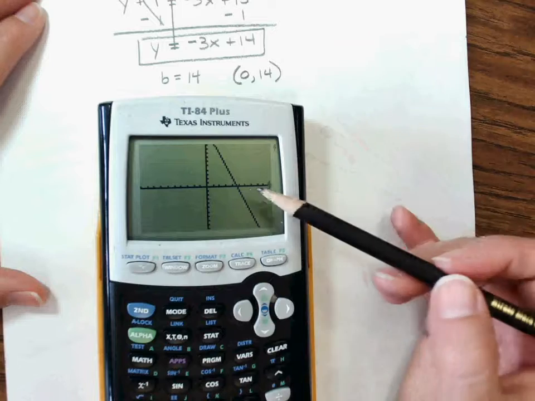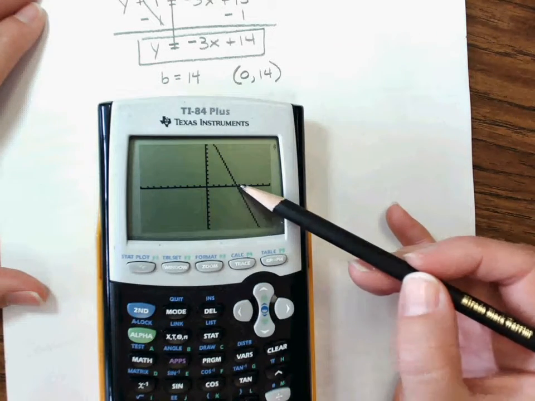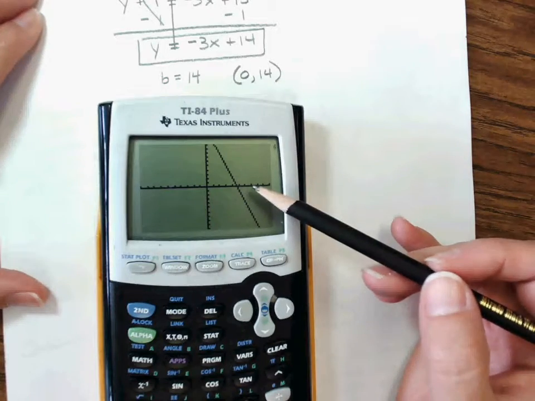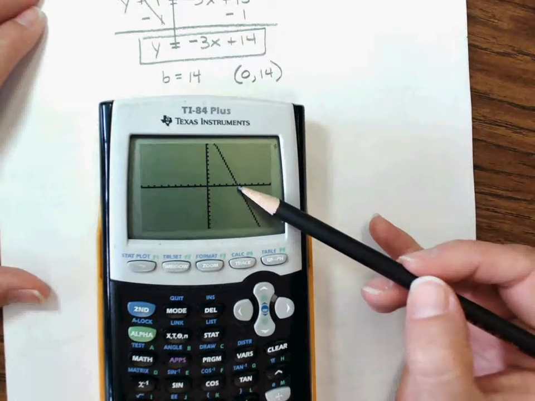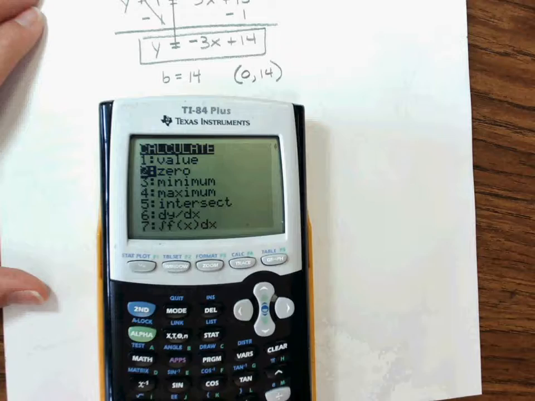And there is our x-intercept. It looks like it's between 1, 2, 3, 4, and 5. So it's in there somewhere. We might have a decimal this time. So to find that x-intercept, it's also called the 0, I'm going to go second trace. And I'm going to find the 0 value, which is option 2.